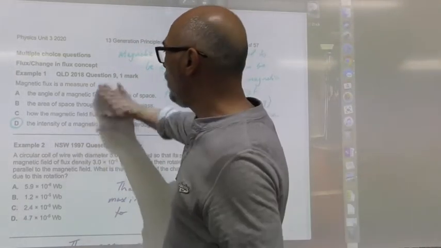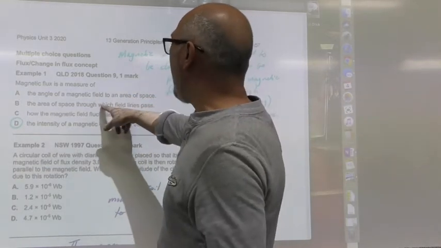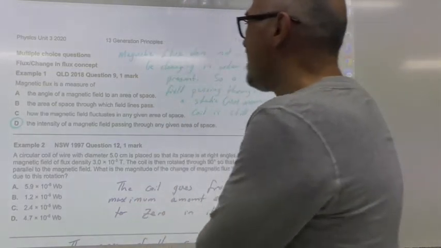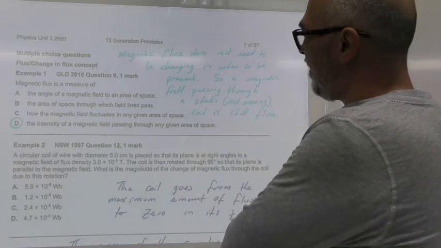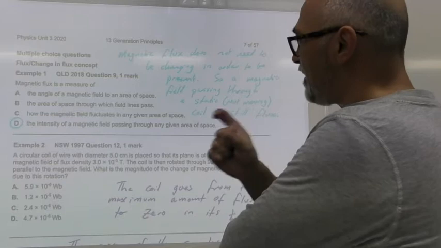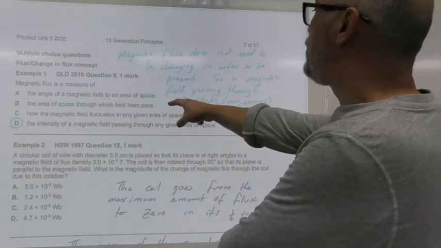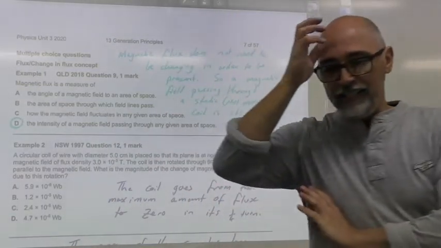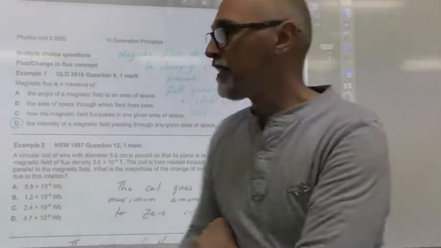So that is true. All of these others, the angle of the magnetic field to the area, no, it's not about the angle. The area of space through which field lines pass, that sounds reasonable. The area of space. No, it's not about area. It's about the amalgamation of area and magnetic density. How the magnetic field fluctuates in any... No, the fluctuation of the magnetic field is where your electricity comes from, and it's not specifically magnetic flux. So that's why it's D.